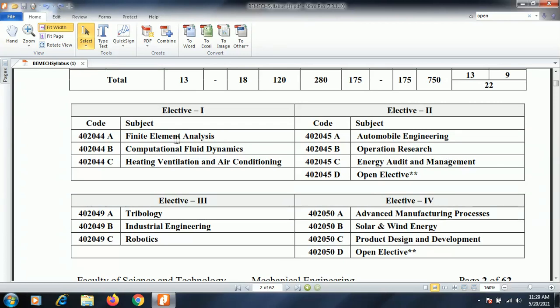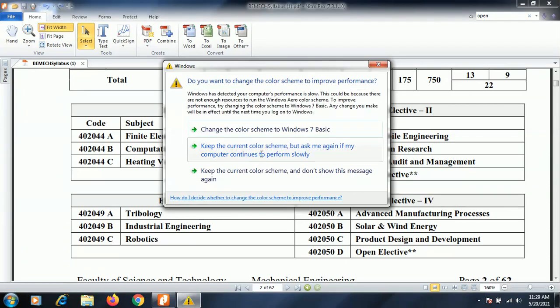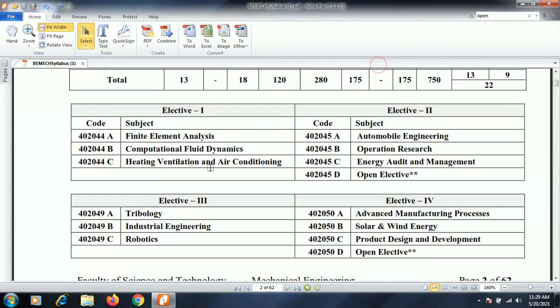While in elective 1, finite element analysis has 70% numerical and 30% theory. Computational fluid dynamics has 60% theory and 40% numerical. And heating, ventilation and air conditioning is 60% numerical and 40% theory. So you can choose any of these for elective 1 and 2. Thank you all for watching this video.